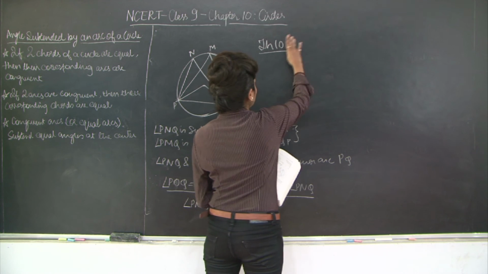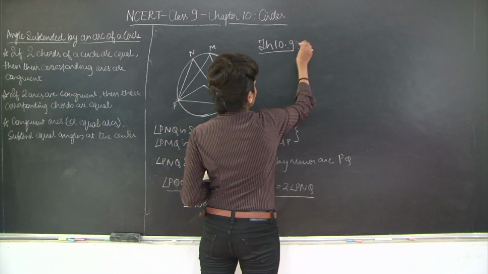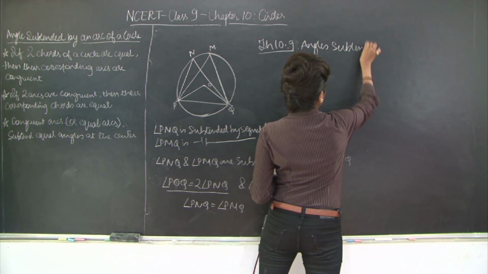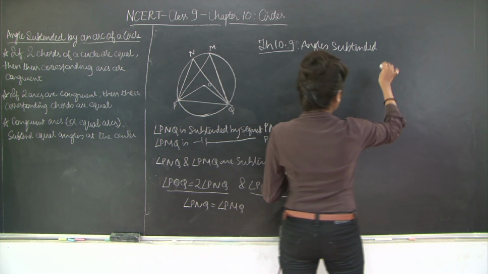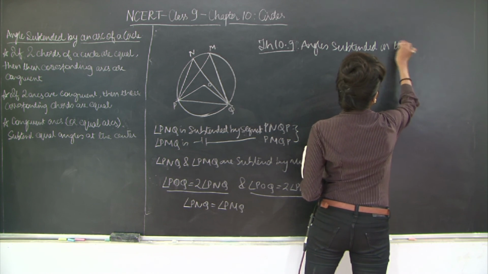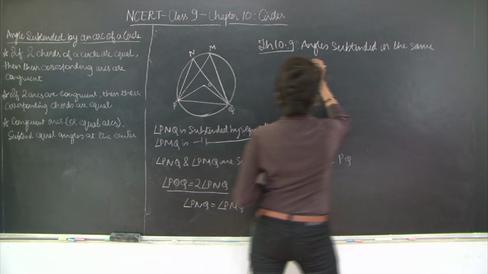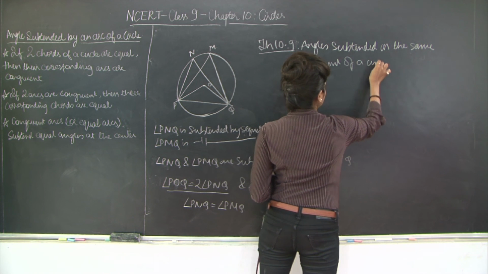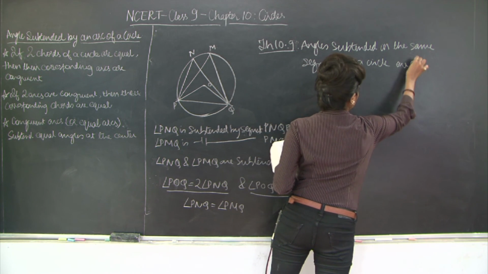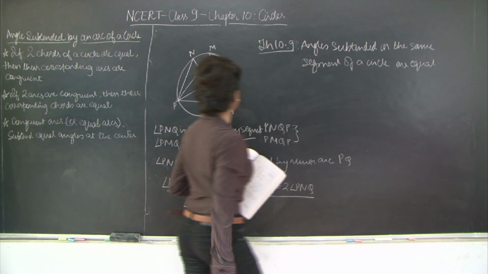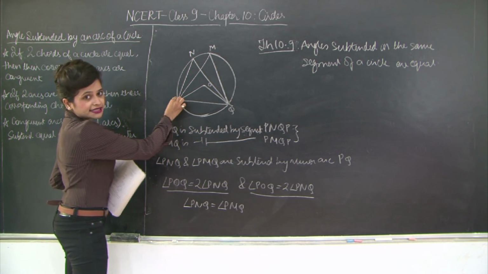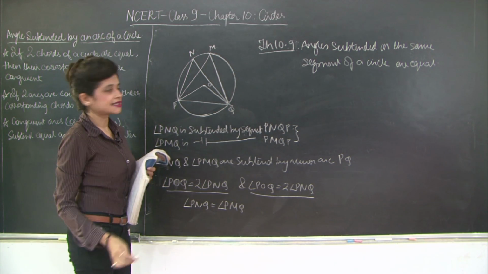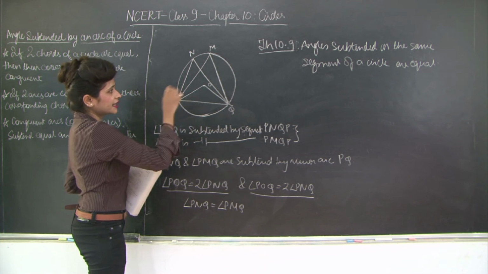So this is theorem 10.9, that angles subtended in the same segment of a circle are equal. So which are the two angles subtended in the same segment? You have PNQ and PMQ subtended in the same segment. So this is your segment. They are the same segment.